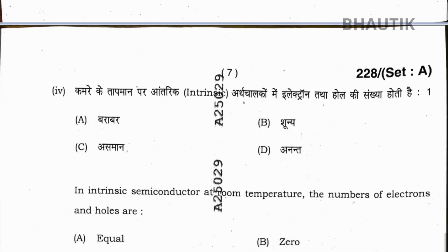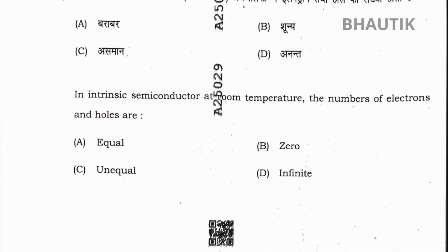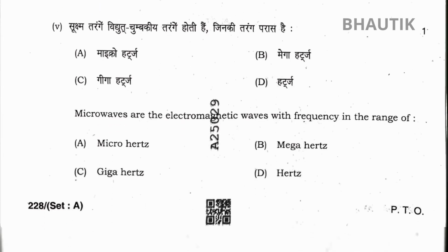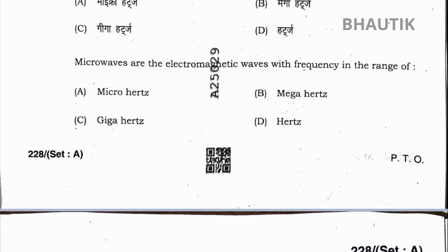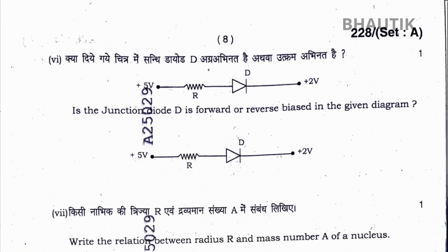Next question is: in an intrinsic semiconductor at room temperature, the number of electrons and holes are. Since the semiconductor is intrinsic, no impurities are added to it, so at room temperature both electrons and holes are equal. Microwaves are electromagnetic waves with frequency in the range of, these lie in the gigahertz range.